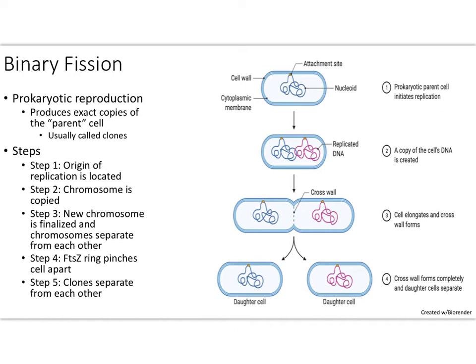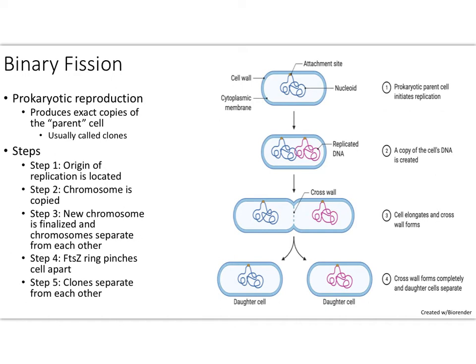In terms of the actual process of binary fission, it's fairly straightforward, especially when you compare it to mitosis in eukaryotes. In step 1, the origin of replication for the chromosome is located. Step 2, the chromosome is copied. All of those details we just went over on the previous slide, that's what happens here in step 2 of binary fission.